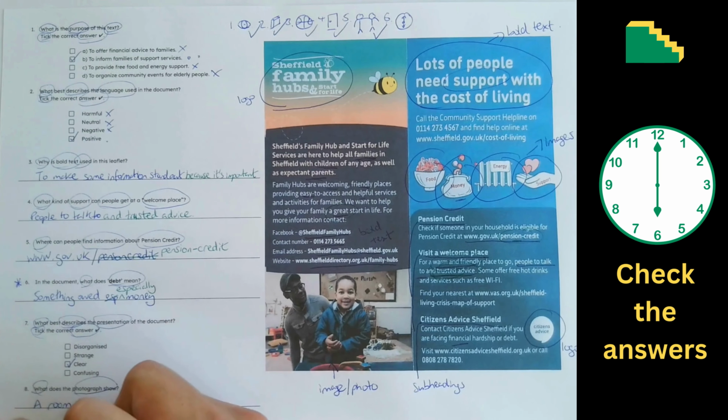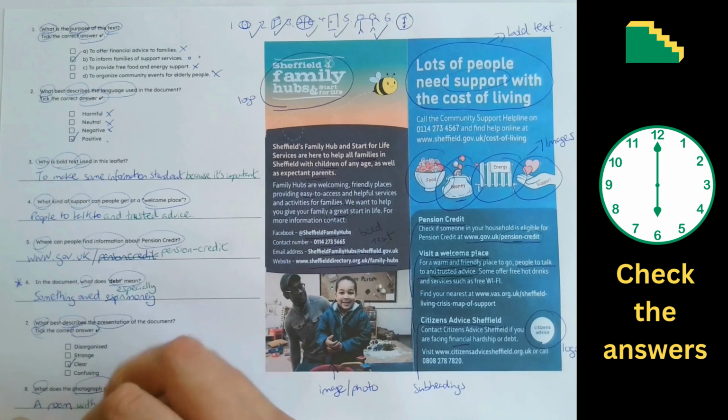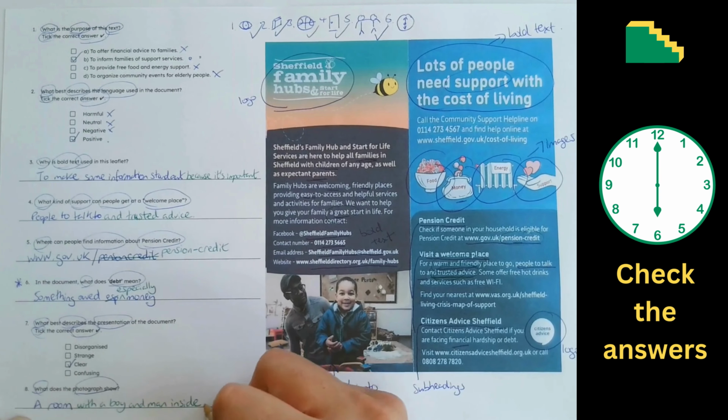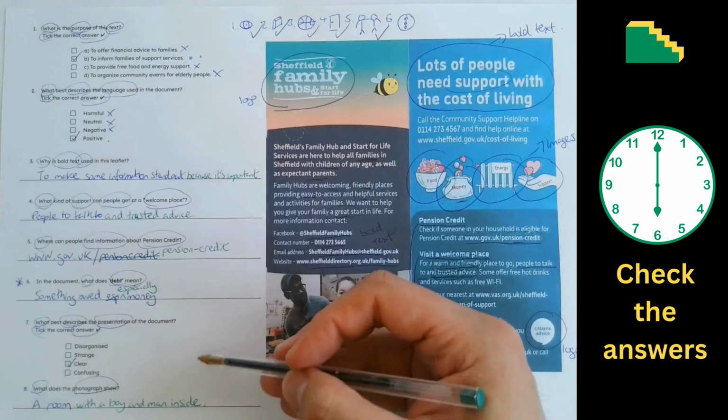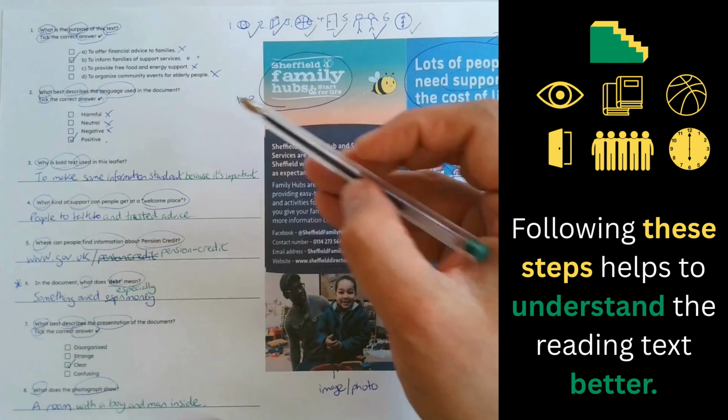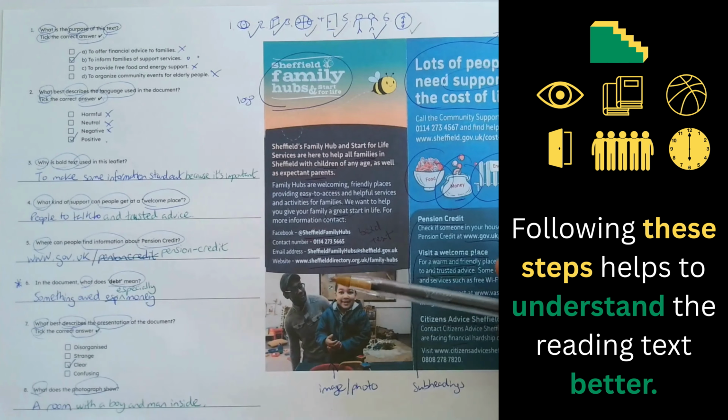The next thing is the clear presentation. I'm sure of that. And I think that last question, it needs some more added. A room with a boy and man inside. Because that's actually what the photograph shows. Now I can tick that off. So following these steps help to understand the reading text better. So thanks for watching again, and goodbye.